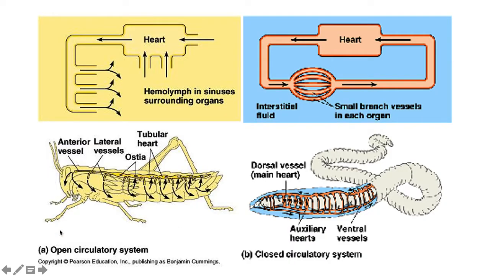So here with the grasshopper, which is another species you'll dissect, we have a heart, and the hemolymph, that's the blood, and it kind of pools into an area, but eventually it'll come back to the heart and be circulated through. Whereas with closed, it travels entirely within the vessels.